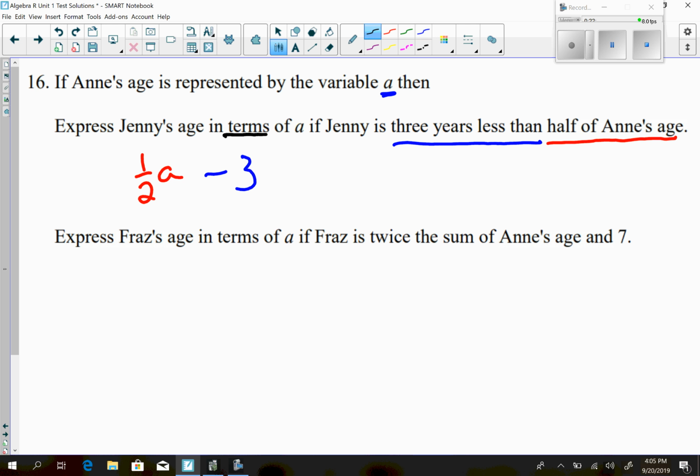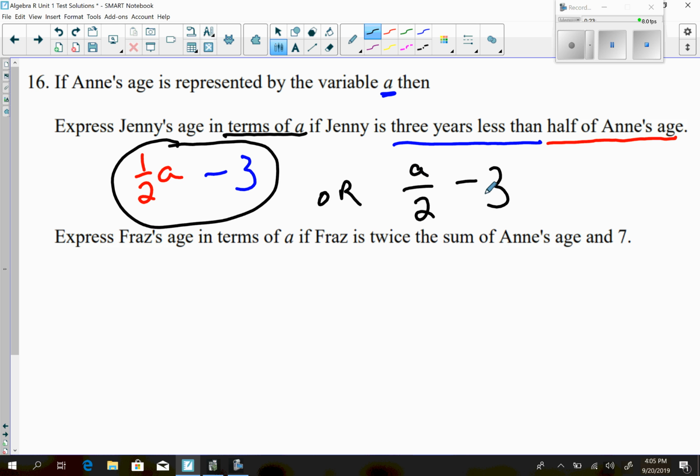In terms of A means the A is in the answer. The answer could also be written, instead of 1/2 A, you could write A over 2. That's the same thing. But minus 3 still has to be there for the 3 years less than.